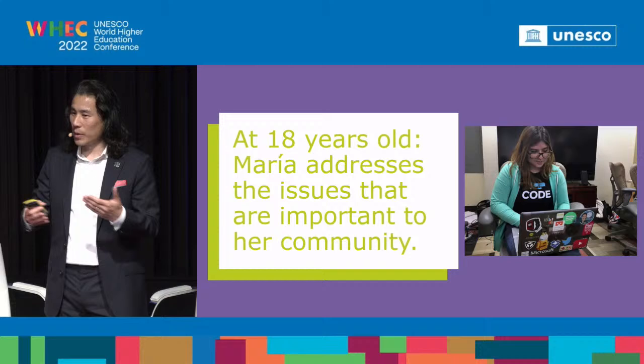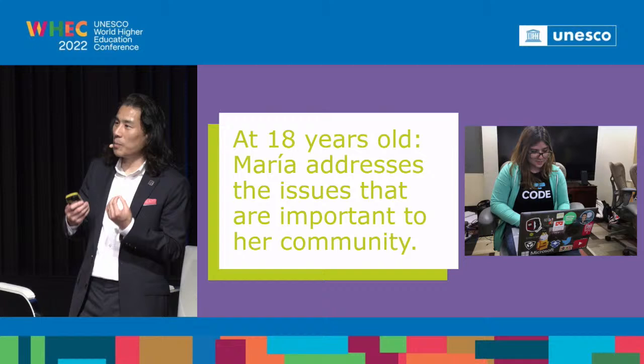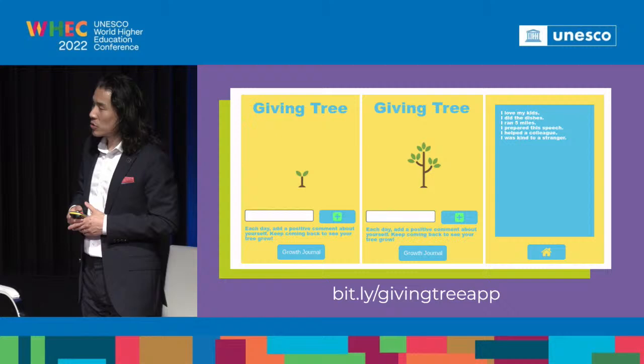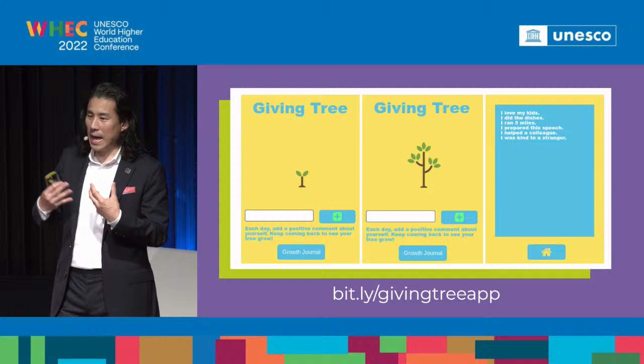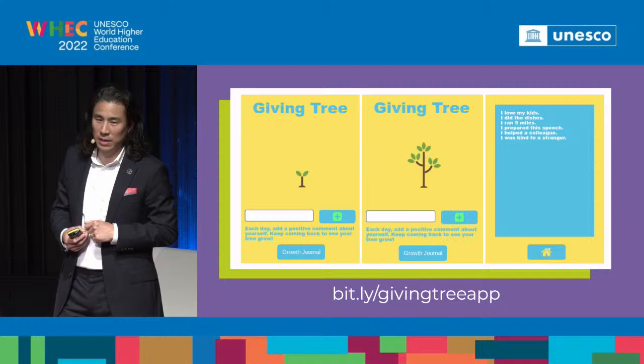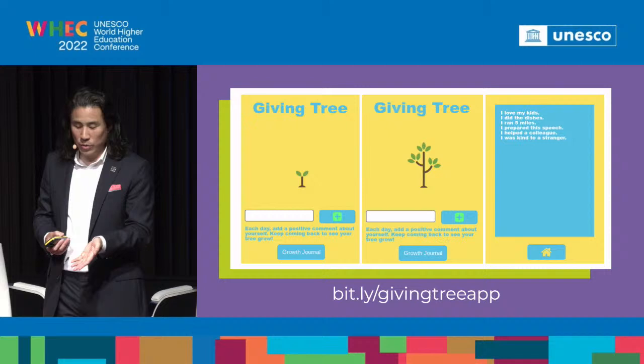She decided, you know what, how do I help my fellow students? How do I help them feel better about themselves? So she created an app. Now, this whole story about Maria is, you know, Maria is not a real person. This is about a vision that happens when students learn computer science. But this app is a real app that a student created. And this app is called the Giving Tree app. In fact, on any internet browser, on your phone, you could actually bring this up right now. That is the short link for it.